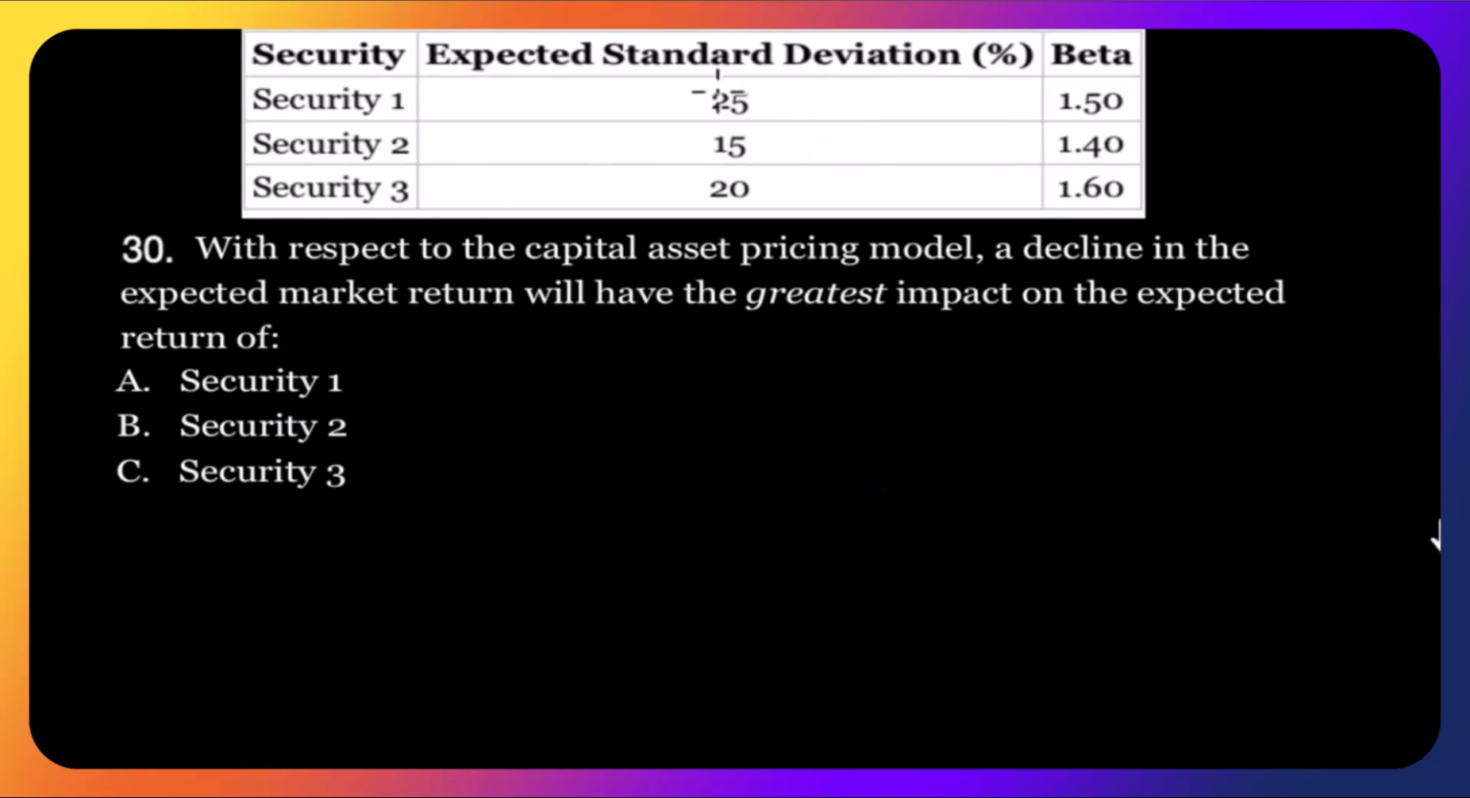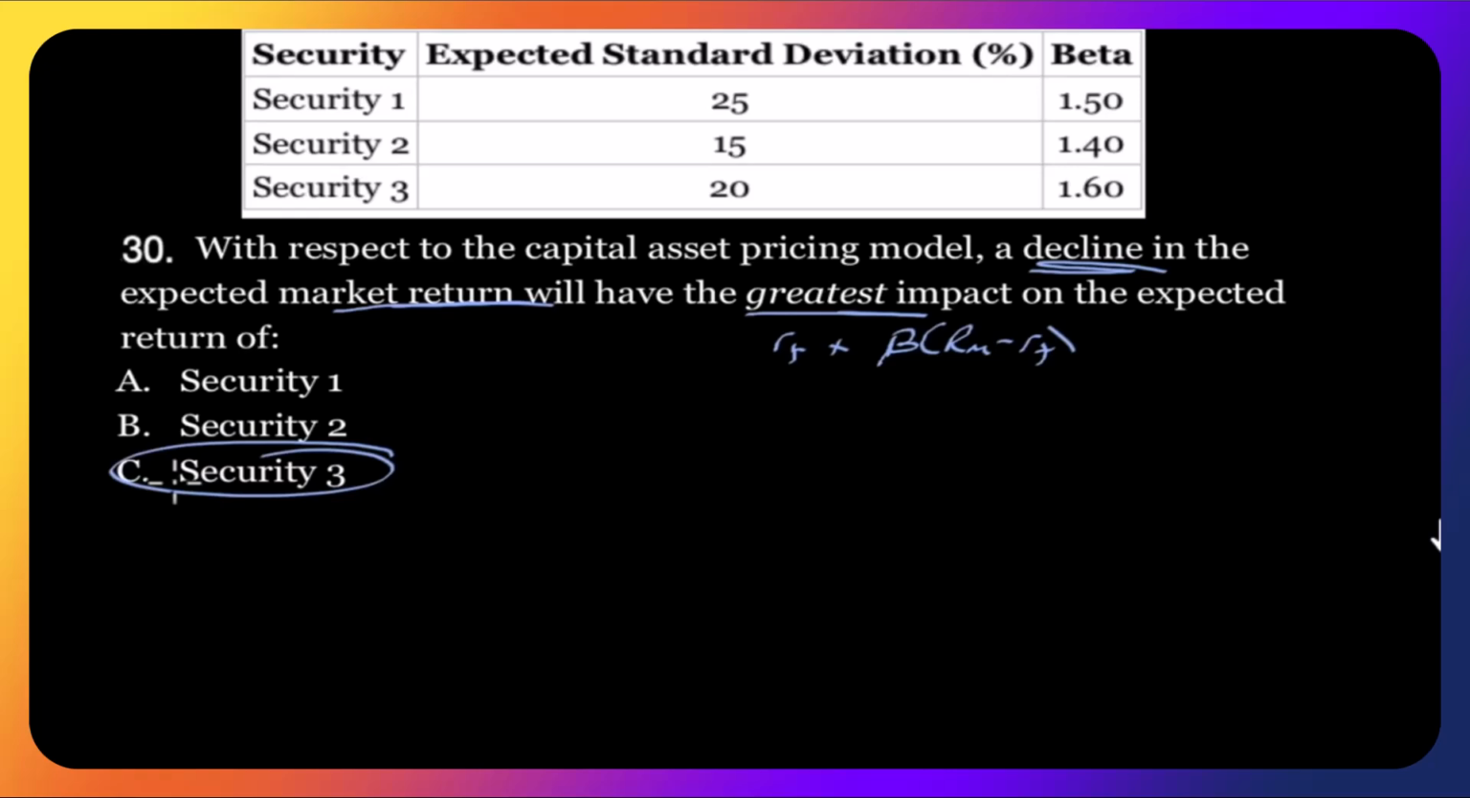All right, we have the same information that we've been dealing with for the last few questions. With respect to the capital asset pricing model, a decline in the expected market return will have the greatest impact on the expected return of the greatest impact. So we know that beta times RM minus RF, what we're saying is if this declines, well, everyone faces the same risk-free rate, so that can't affect anything. And if this declines, which one will have the greatest impact on the expected return? The one with the highest multiplicative figure, the highest beta. What do we have? 1.6.